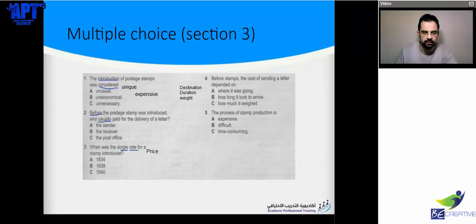Of course, during this time, you will be reading the questions. So do your best to read the questions as quickly as possible, marking the keywords. Now listen and answer questions 1 to 5. Okay, so the cost of sending a letter depended on, the cost here, the process of stamp production, the process. So these are the keywords. Just mark them without crossing out the word and play the recording.